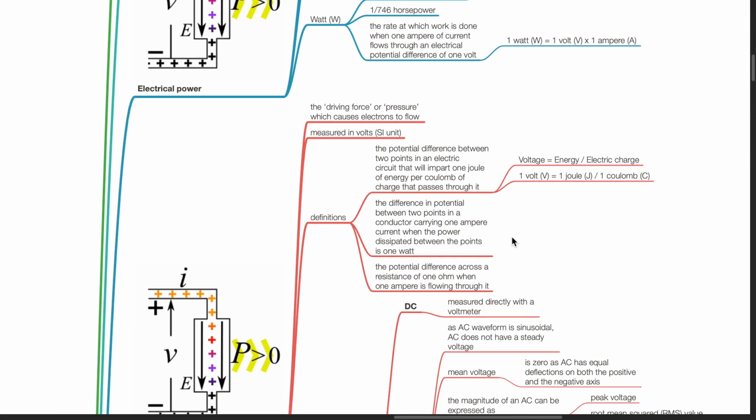Voltage is also the difference in potential between 2 points in a conductor carrying 1 ampere of current when the power dissipated between the points is 1 watt. It can also be defined as the potential difference across a resistance of 1 ohm when 1 ampere is flowing through it.